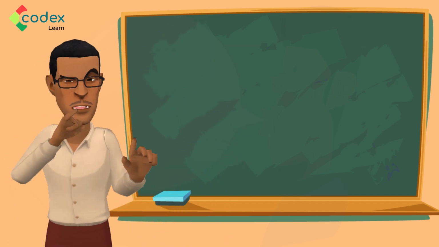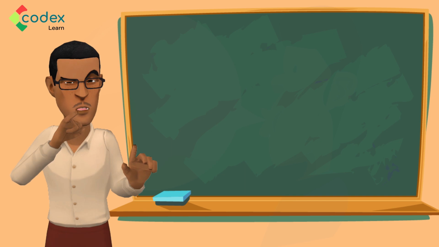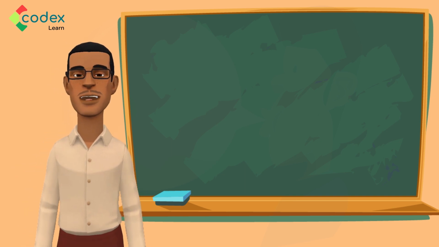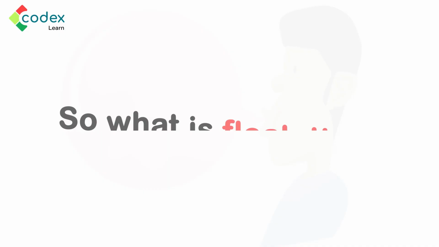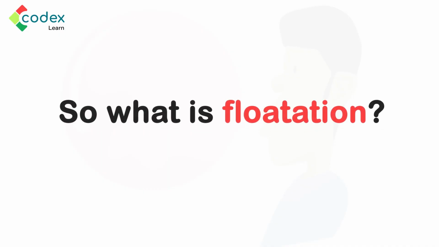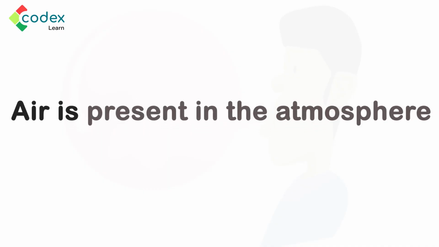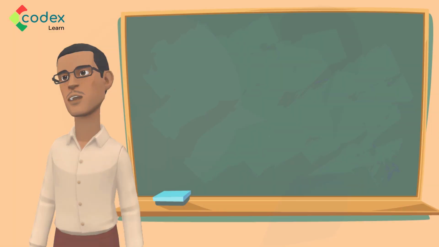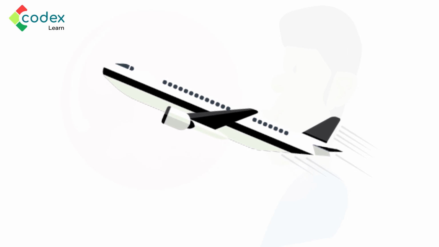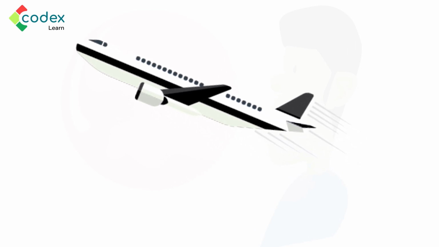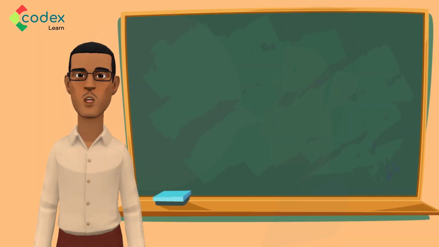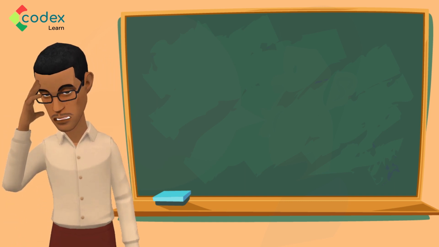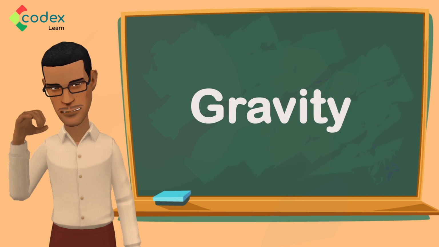Air pressure is not only useful for fun things like blowing a balloon, but for other important things like flotation and suction, as I mentioned earlier. So, what is flotation? Let's find out. Air is present in the atmosphere, but air pressure reduces as we go up in the atmosphere. This is why airplanes can go high up without air molecules pushing it down. The air pressure high up in the atmosphere is a lot less than the pressure on the surface of the earth. This is because air pressure is drawn downwards by a force known as gravity.